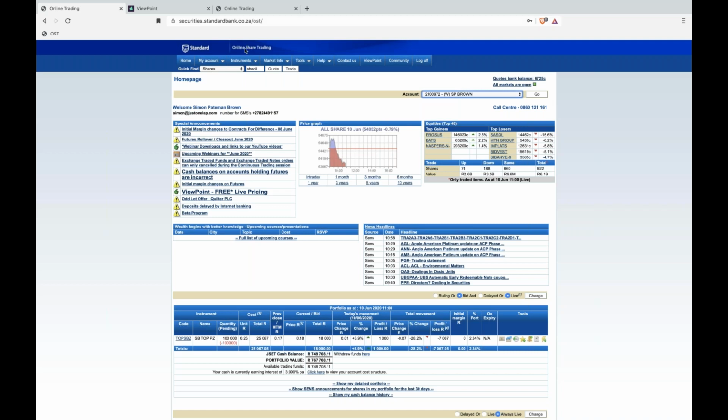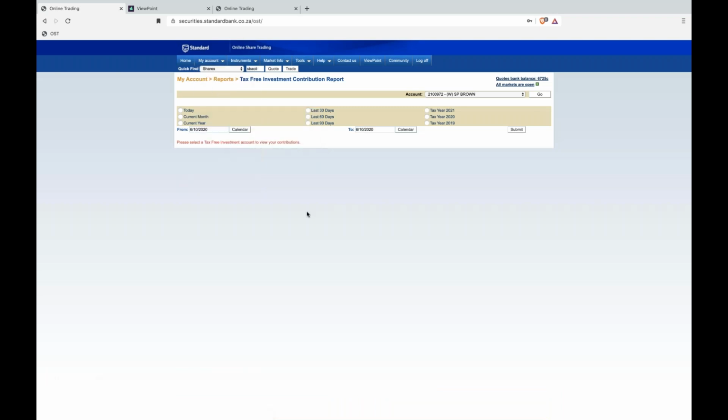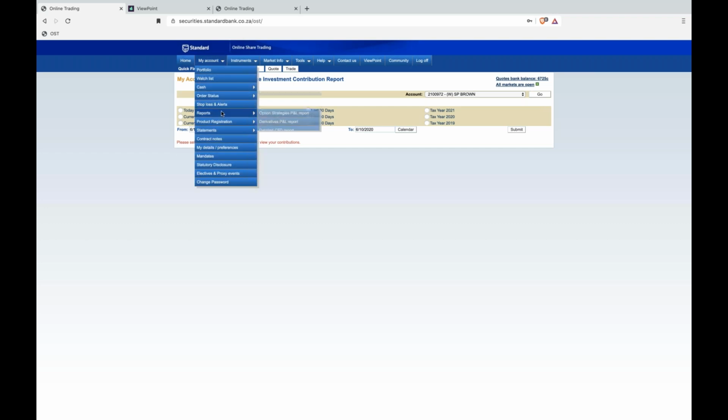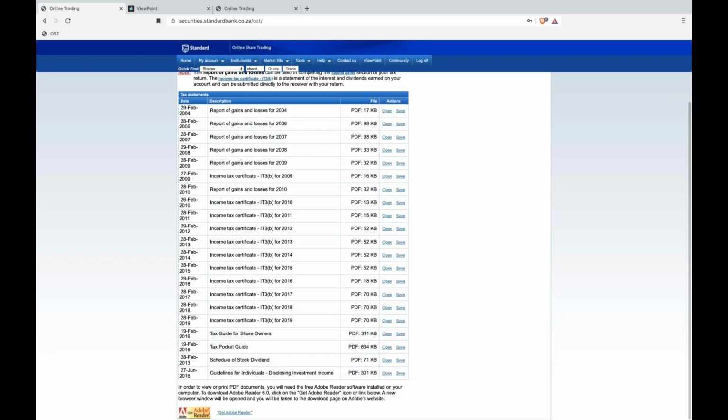Question, where do you find your tax information? Under my account. Report. I'm not seeing what I'm looking for. No, that's just for my tax-free investment contribution. Nope, I wanted more than that. Statements. There we go. Statements, tax statements, and provisional tax statements, and monthly tax statements. There we go. There's all your various different.